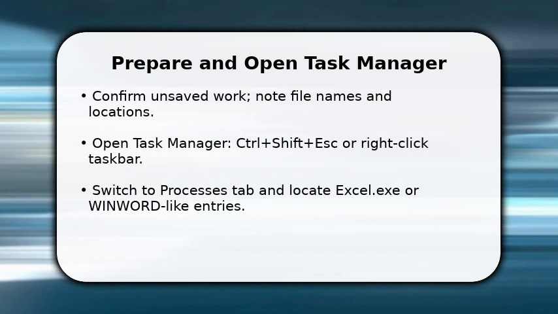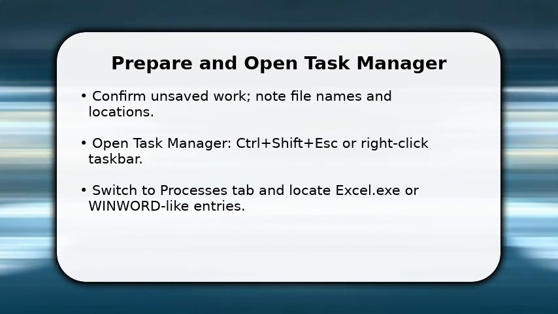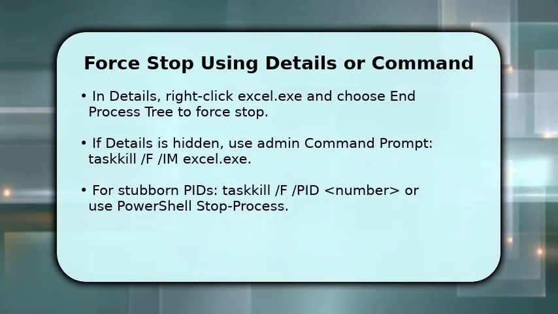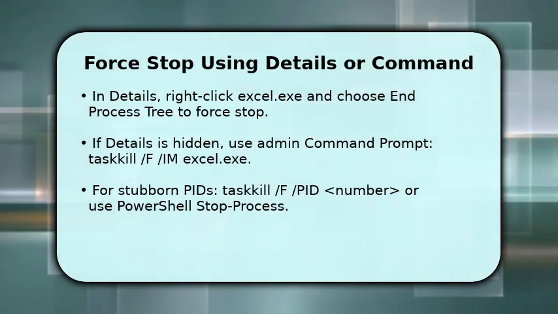Do not click End yet if AutoRecover is still writing. Instead, move to the Details tab to observe the exact PID so you can force stop precisely. Now force the stop in a controlled way. Switch to Details, right-click excel.exe, and choose End Process Tree. This ensures child processes close too.